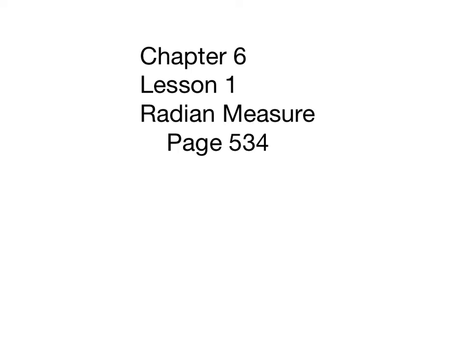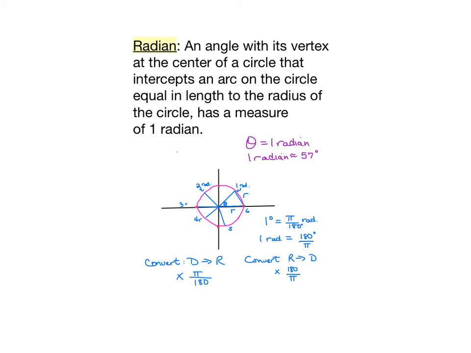Most geometry courses cover this. If you took geometry honors here, we do cover converting degrees to radians and radians to degrees. So, first of all, we need to define what a radian is. A radian is an angle with its vertex at the center of a circle that intercepts an arc on the circle equal in length to the radius of the circle, which has a measure of 1 radian. And I know that's a mouthful. So I will explain what I just read to you.